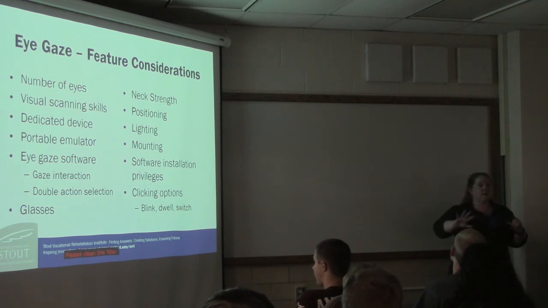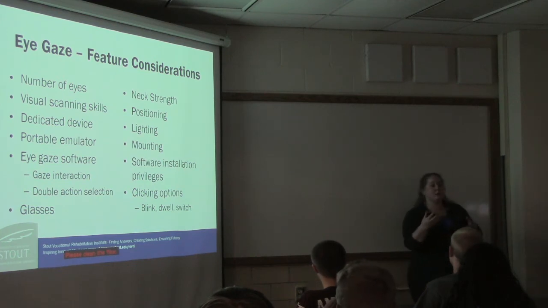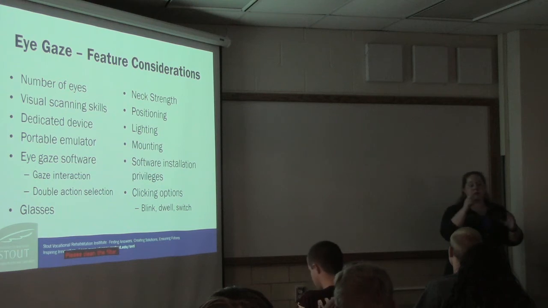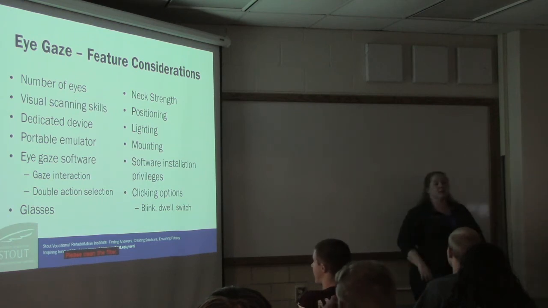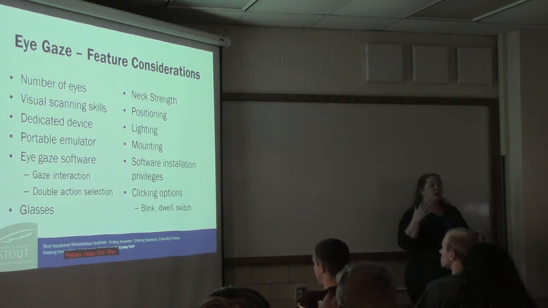Can they scan everything on the screen? Can they isolate those actions? Does the device need to be portable? Does it need to be a communication device too? Do they have the ability to install software on the computer so you can use special gaze interaction software versus blow up an area and click on it kind of things? Do they have glasses? Then physically, what's their neck strength? Are they going to be able to sit all day and look at the computer? What's the positioning? Are they going to be able to see the thing when they're doing their pressure relief? Lighting, how are we going to mount it? So there's a lot of things that we really take into that.